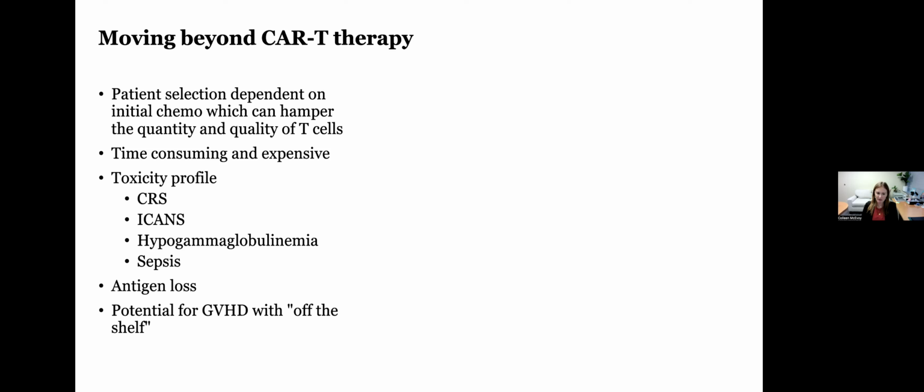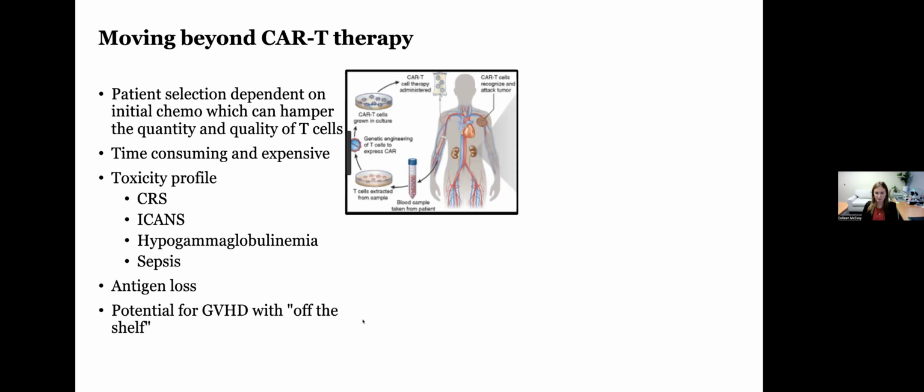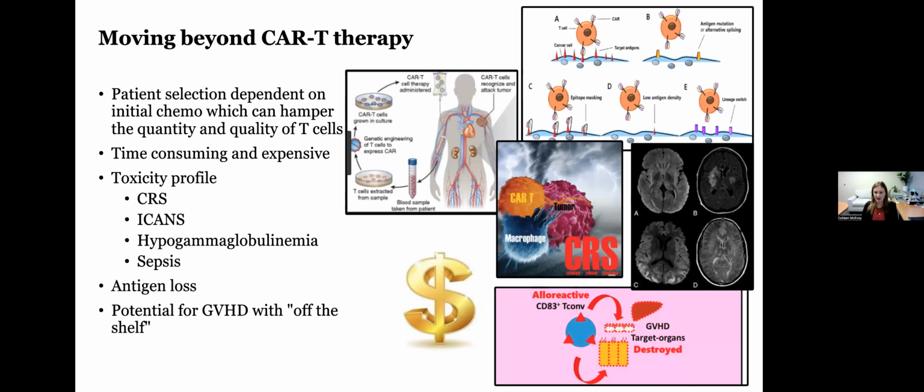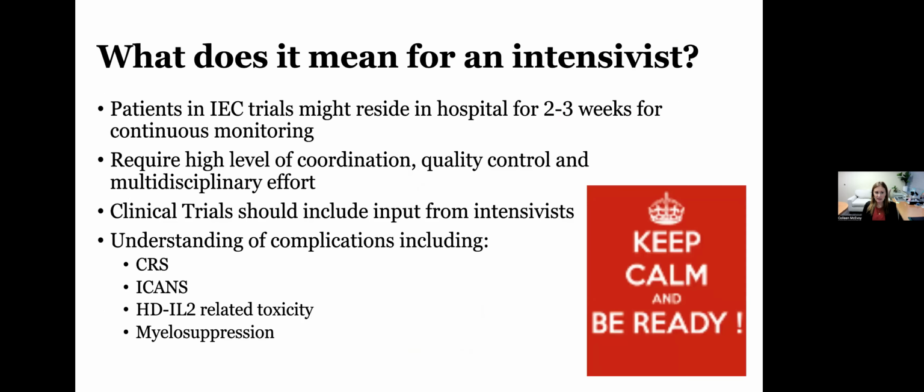You also over time can have antigen loss, and then that decreases the effectiveness of the CAR T. And then if you did use off the shelf, so allogeneic, there's a potential for GVHD. So it is expensive, it comes with a side effect profile, and it can potentially have GVHD if you use allogeneic. So what does this mean again for us? Those that are in immune effector cell trials may reside in the hospital for 2 to 3 weeks for continuous monitoring. And that requires a high level of coordination, quality control, and a multidisciplinary effort to take care of these patients.